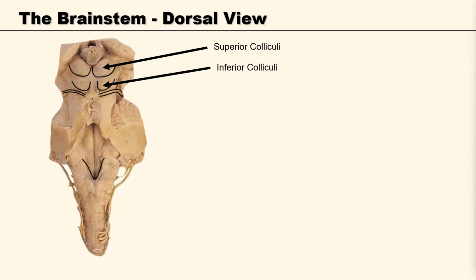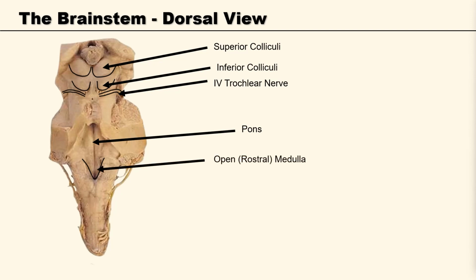Beyond that, we can see the trochlear nerve or cranial nerve number 4. These pass out of the brainstem and wrap around to the front, to the ventral aspect. The pons can be seen here, with the cerebellar peduncles. These attach to the cerebellum. Then we have 2 parts of the medulla, the open or rostral medulla, and the closed or dorsal medulla.